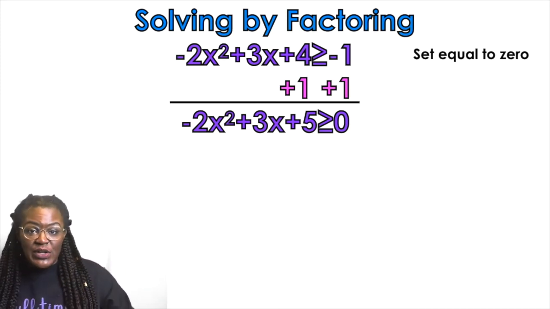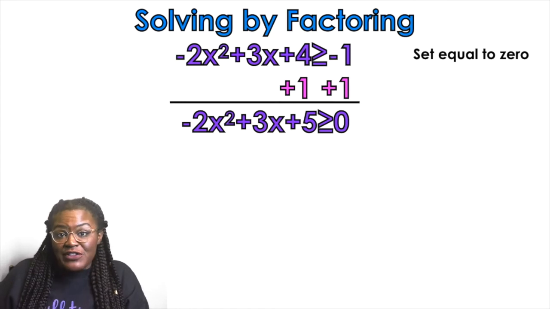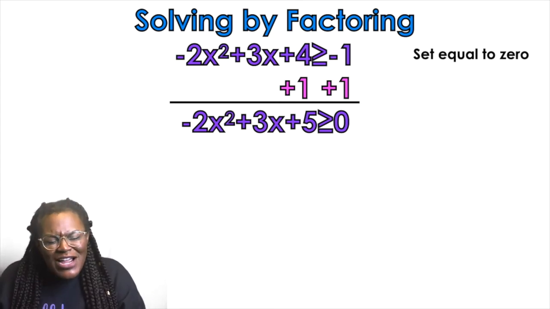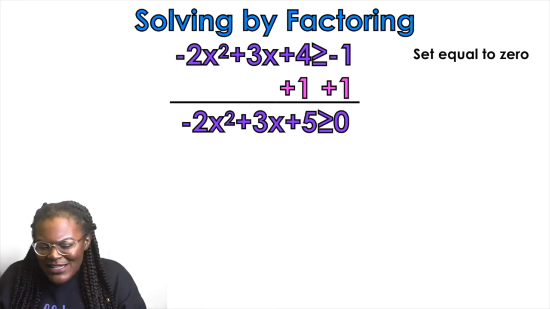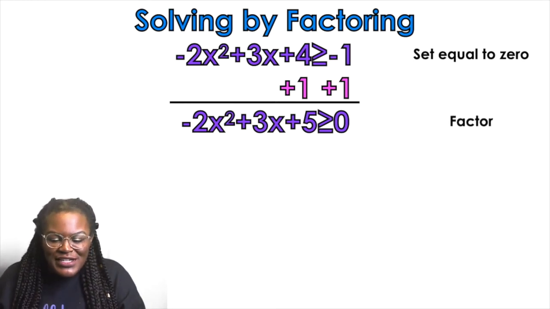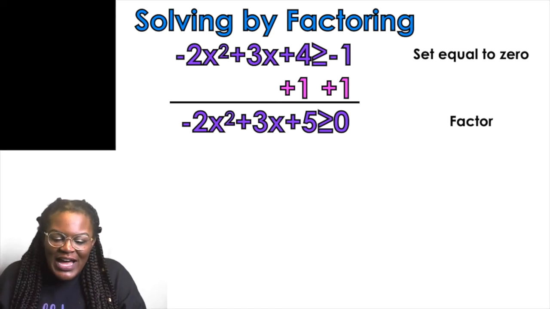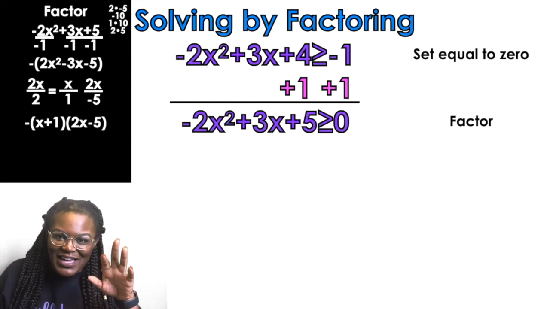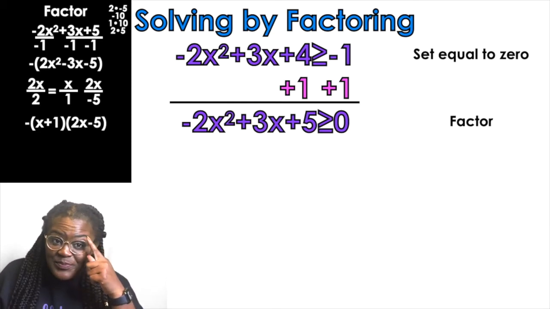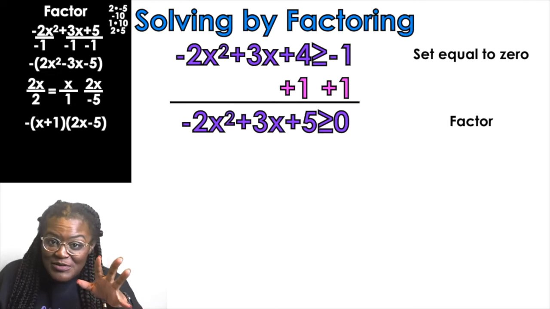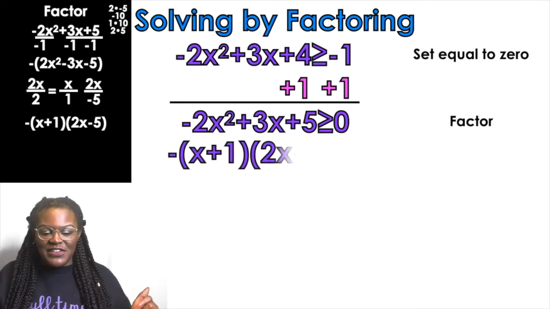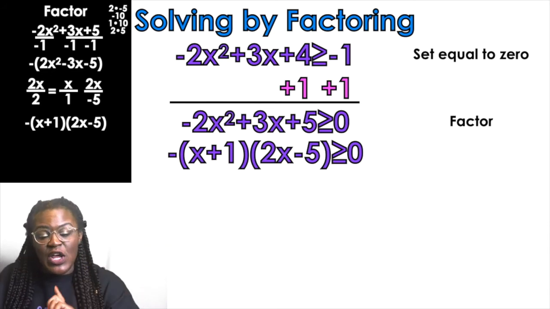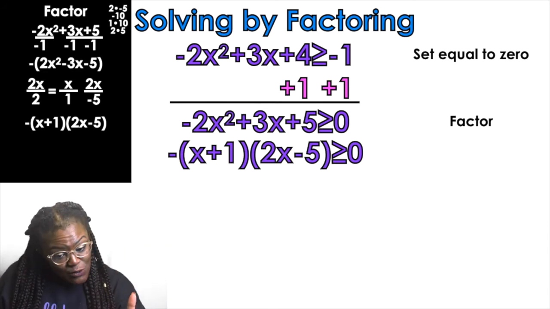So now I have a trinomial. So I'm going to go ahead and factor my trinomial out, right? You should know how to factor. I'm not teaching you how to factor right now, but just in case you forgot, I did the little side work for you on the side. Okay? I'm not explaining that, but there it goes. Okay, so once I factor, I figured out my answer is negative parentheses x plus 1 parentheses 2x minus 5 is greater than or equal to 0.